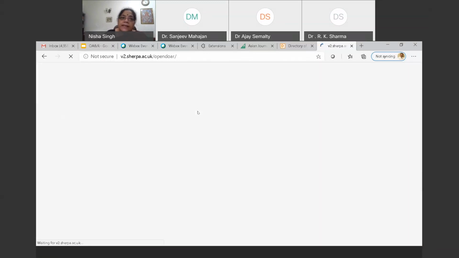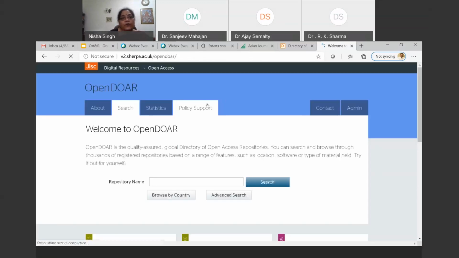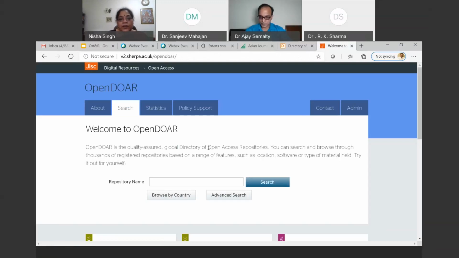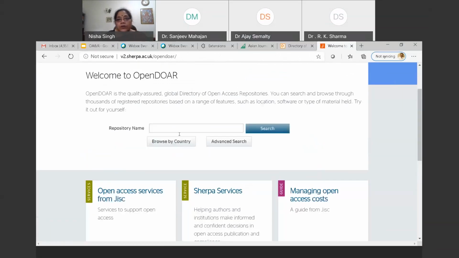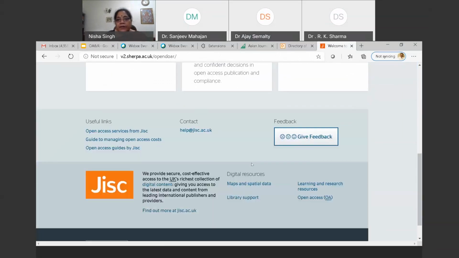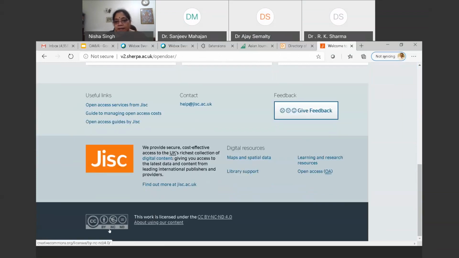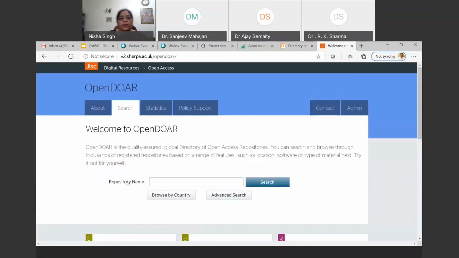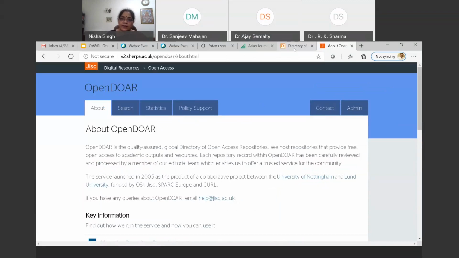This again, I said, is an open directory of open access repositories. Here again, you get a lot of resources by country name. And as I said, this is CC BY-NC-ND. The work is licensed under CC BY-NC-ND 4.0. How to use this content, they'll tell you. So if you want to search something, you just have to go and search in this directory.